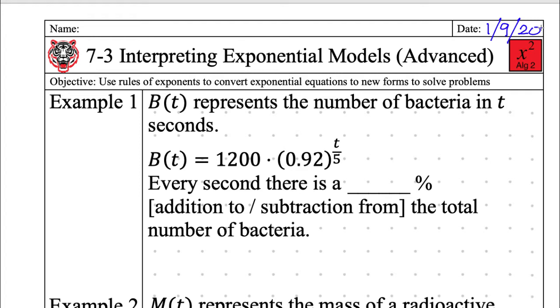Who can read our objective for the day? Quiet raised hand. I think Shui had it first. Use rules of exponents to convert exponential equations to new forms to solve problems.